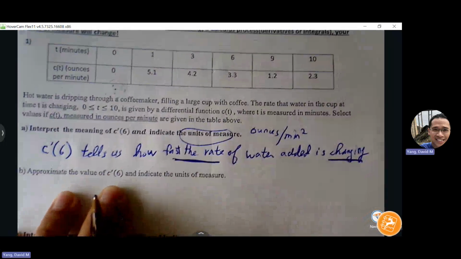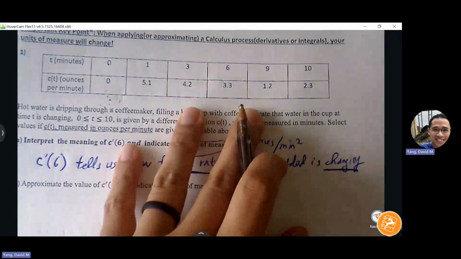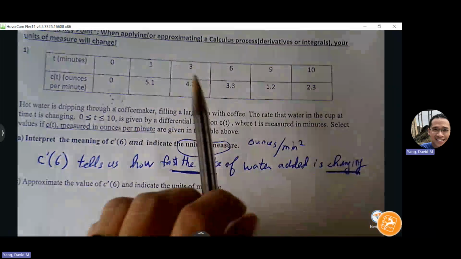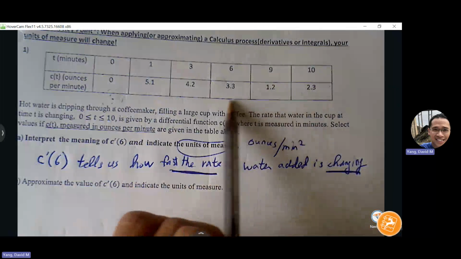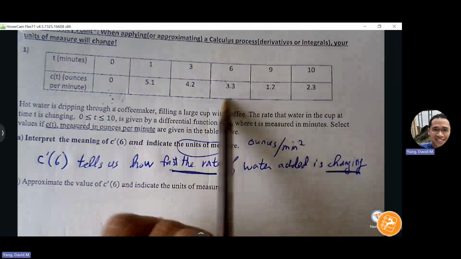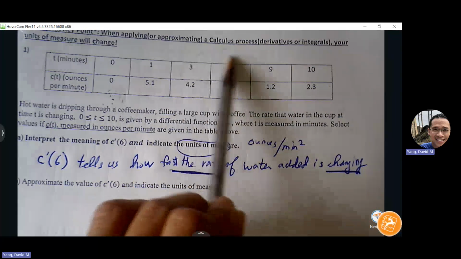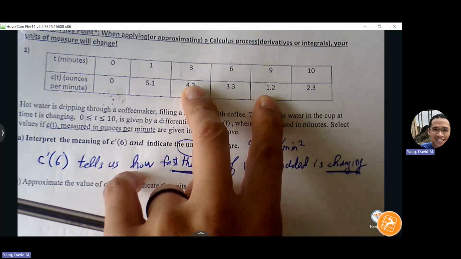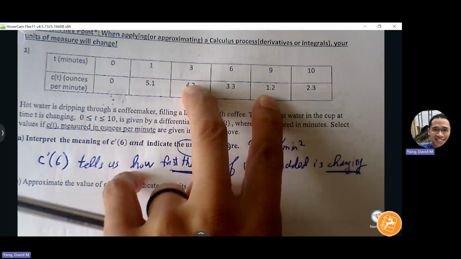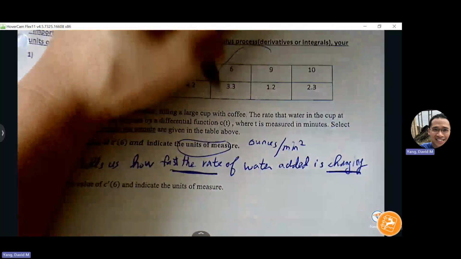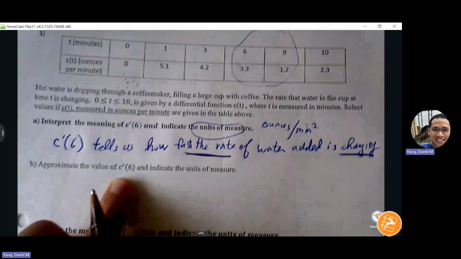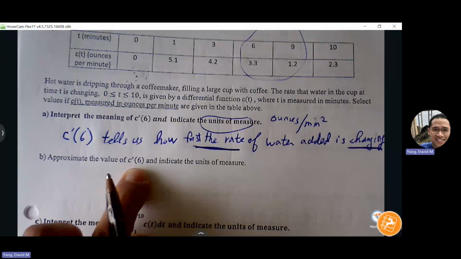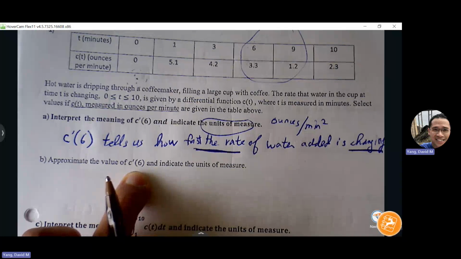So now let's approximate the value of C prime of 6. Just find the slope, right? Does it matter which ordered pairs we choose? As long as we're close, right? You can use the 3 and 6, you can choose the 6 and 9, you can even get away with the 3 and 9. Okay, I'm going to choose these two here, but you don't have to. So that means there's going to be a variation of answers that can be accepted for this problem.